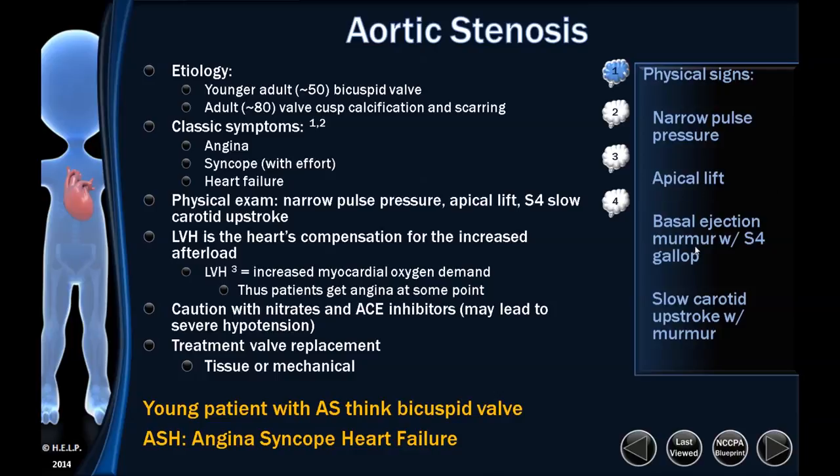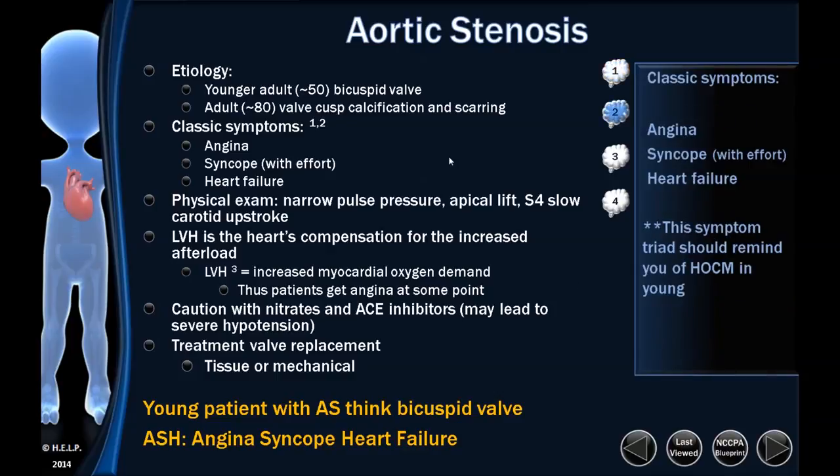They also get this ejection murmur and they'll have an S4 gallop. Remember, if they have the apical lift, that means they have LVH. LVH means a stiff ventricle, and that means you'll have the S4 heart sound. And they'll have this slow carotid upstroke. The classic symptoms, ASH, angina, syncope, and heart failure. These heart symptoms are the same ones that you'll see in hypertrophic cardiomyopathy or younger men. Typically it's boys with hypertrophic obstructive cardiomyopathy or just hypertrophic cardiomyopathy. So they are young kids who get these big, thick ventricles. And the symptoms are exactly the same. They'll get angina or chest pain, they'll pass out, and they end up with heart failure.